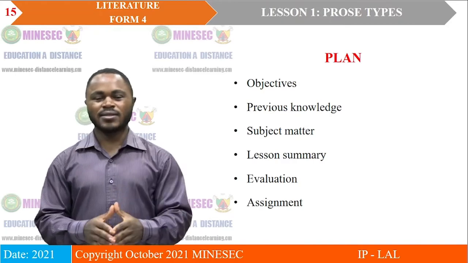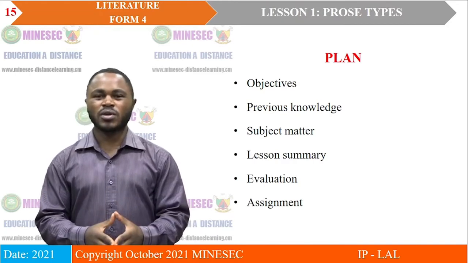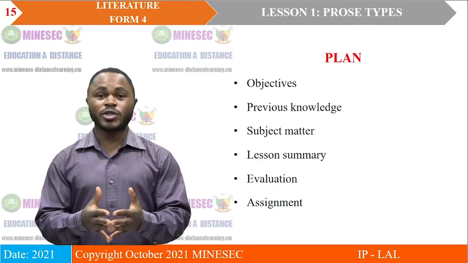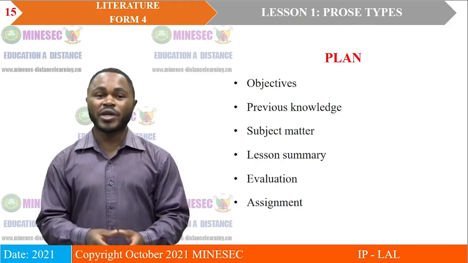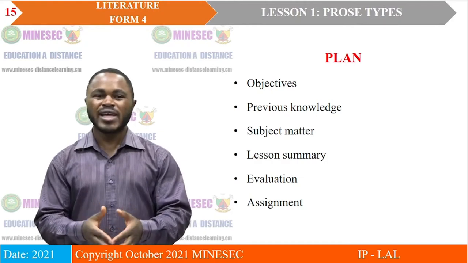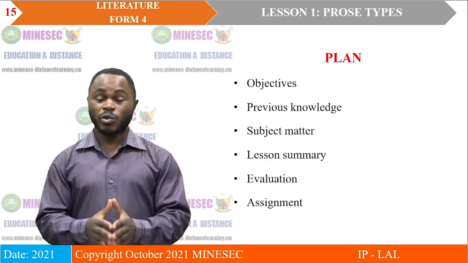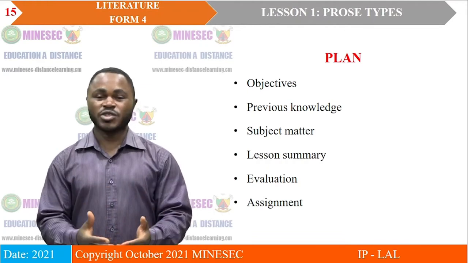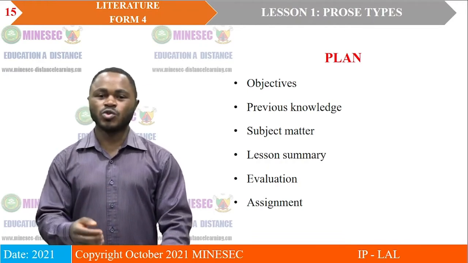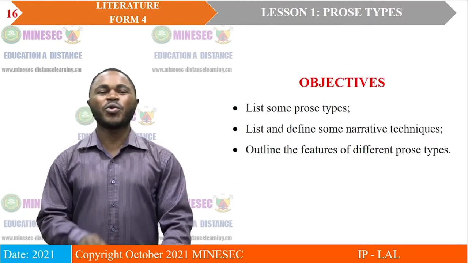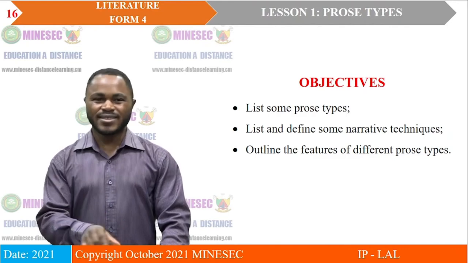How would this specific lesson then be developed? We're going to lay out our objectives. We'll look at some concepts and issues with which you're already familiar, and then we'll examine the prose types themselves. When we've done all of this, we'll summarize what we've done, evaluate ourselves, and then have something to do after the session. What then do we want to achieve in this session?